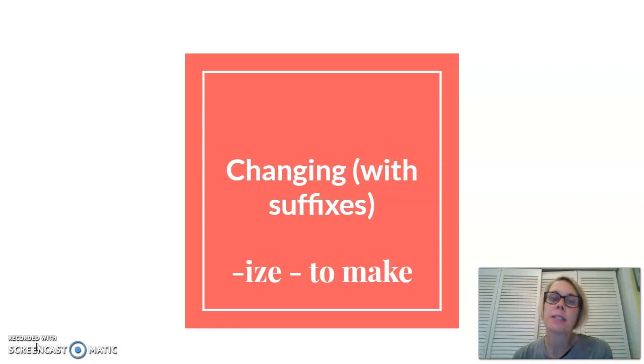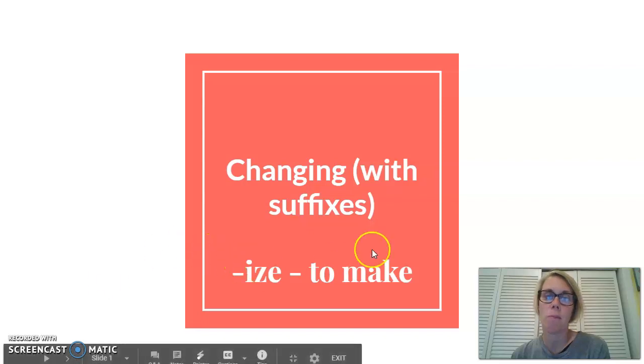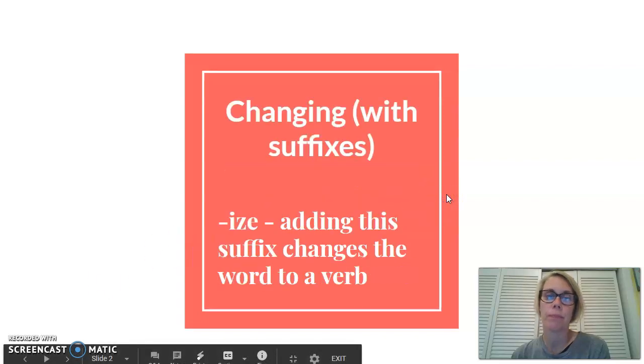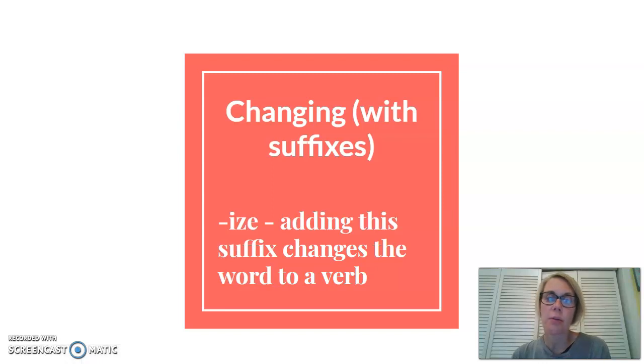Lesson 15 was suffixes. They came after the word. We had two of them, -ize and -ible or -able, both meaning changing. The first words that we're going to review have -ize added to the end of the word, and -ize means to make. Adding this suffix changes the word to a verb.